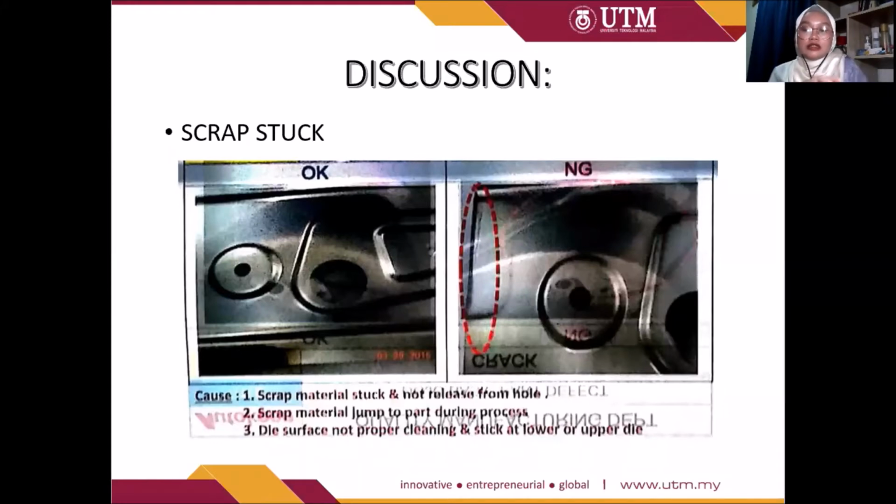So the next metal stamping will be joining the other metal sheet and stuck there. And because of the heat, it will stick to the upper or lower die, because the nickel is scrap material jump to part during process, instead dry surface not proper cleaning and stick at lower or upper die.